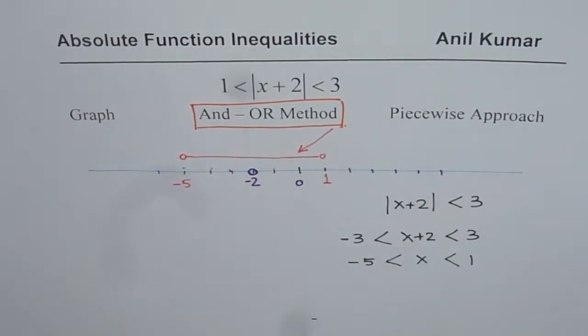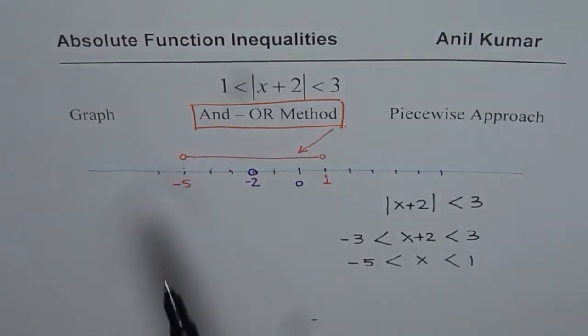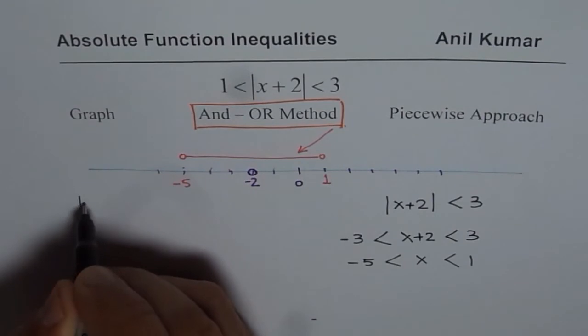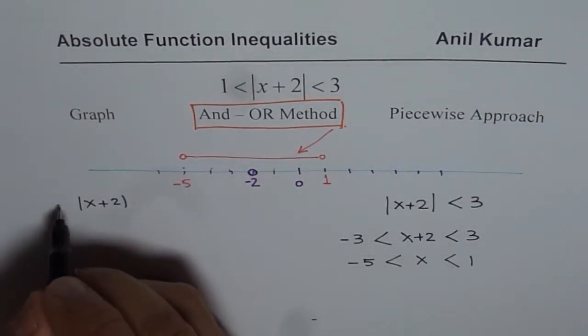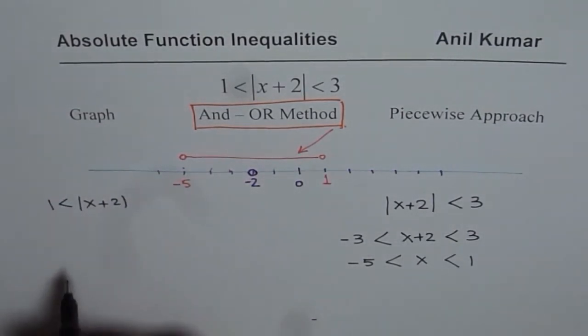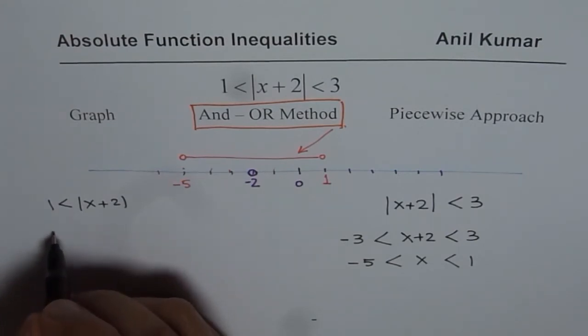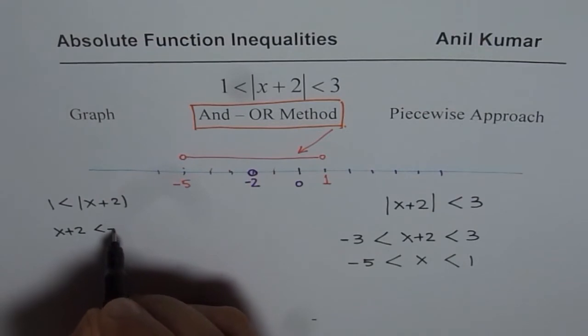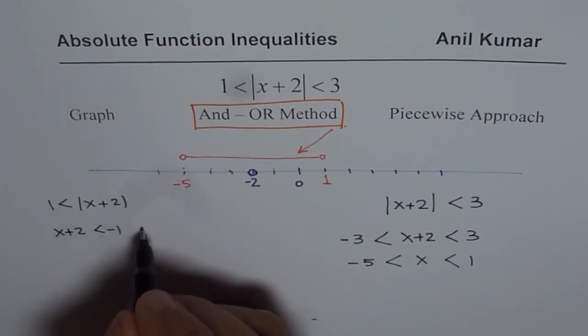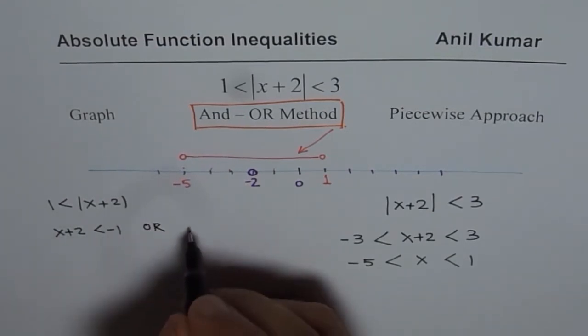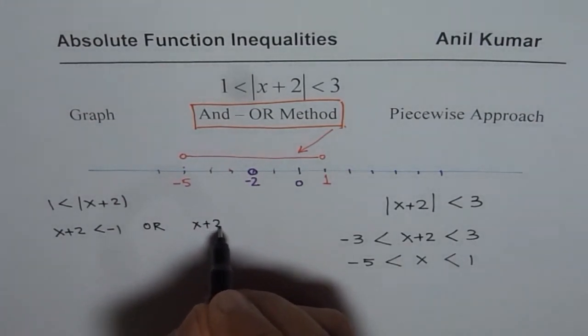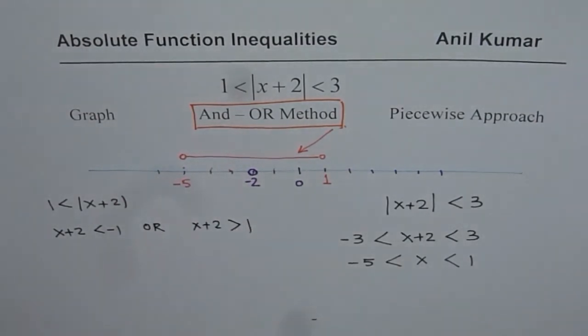Is it okay? Now let us see what the left side is saying. Let's understand. From the very basic definition, it is saying that the absolute value of x plus 2 is greater than 1. It really means that x plus 2 is less than minus 1, it's like away, right? Or x plus 2 is greater than 1. So that is what it is saying, correct?